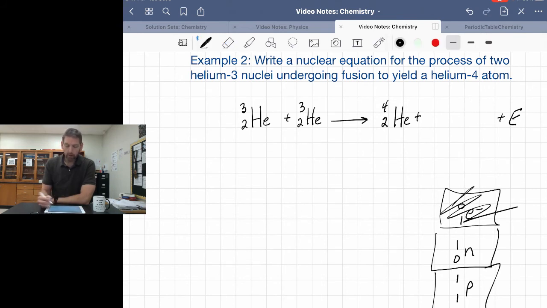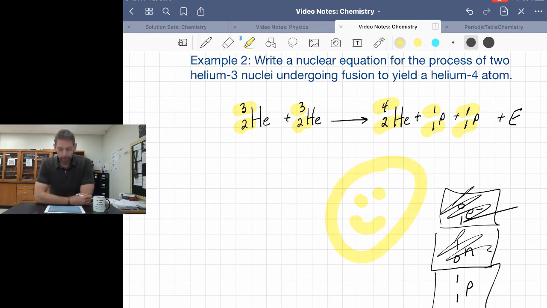So now we look at this, and there's only one other option left, and looks like protons have to be it. Because if we do our math, we've got 3 plus 3 is 6, 4 plus 1 is 6, we're good. 2 plus 2 is 4 on the left side, the reactant side, and on the product side, 2 plus 1 is 3, plus another one is 4. We're good. So we found where the extra mass and the other particles were.